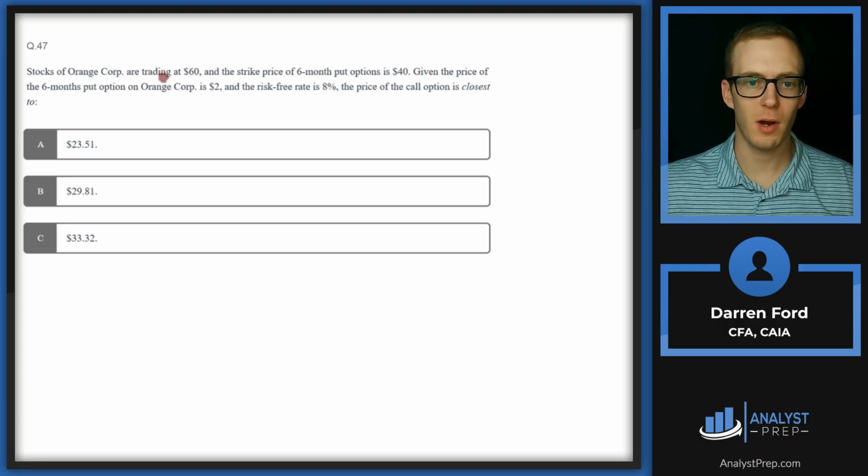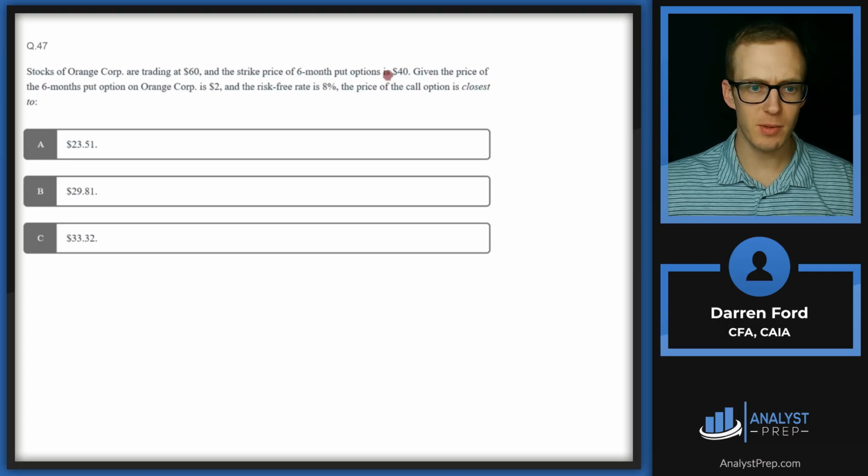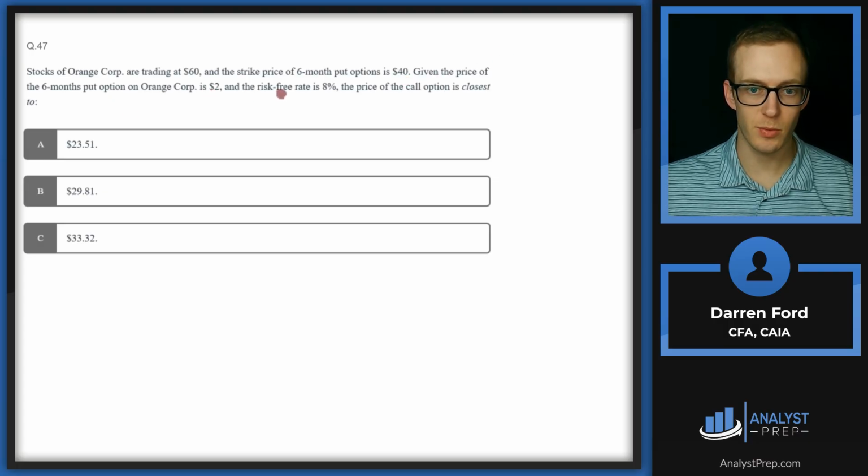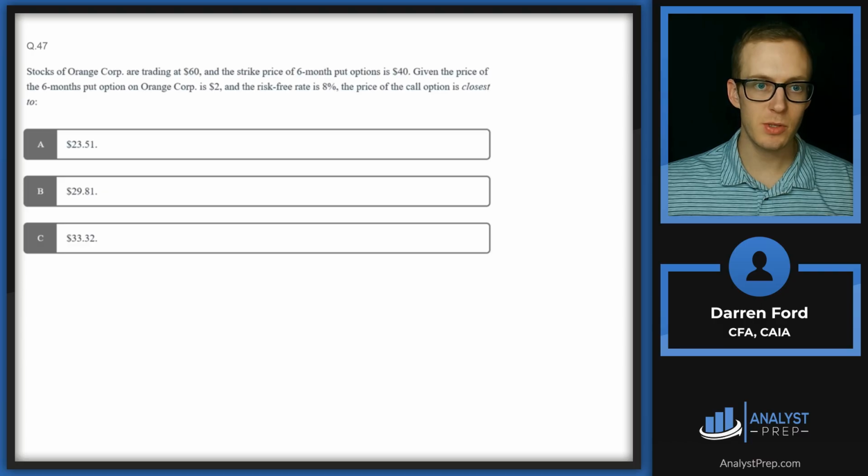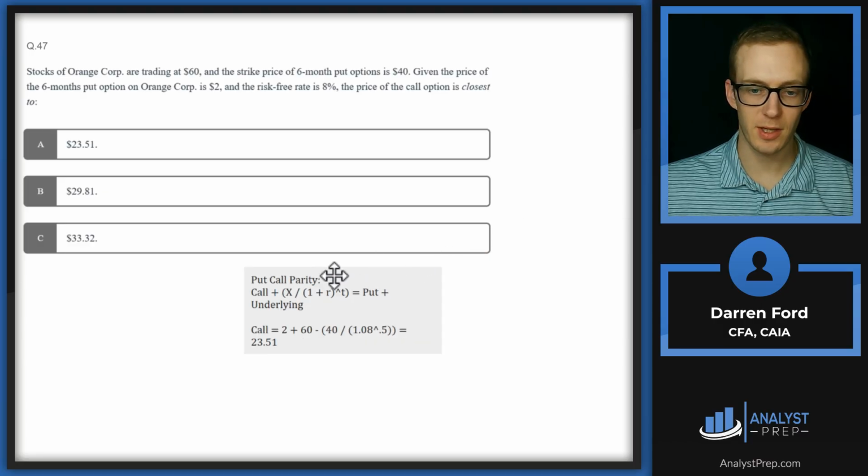Stocks of Orange Corp are trading at $60, and the strike price of 6-month put options is $40. Given the price of the 6 months put option on Orange Corp is $2, and the risk-free rate is 8%, the price of the call option is closest to. So we're going to be using put-call parity to calculate this.